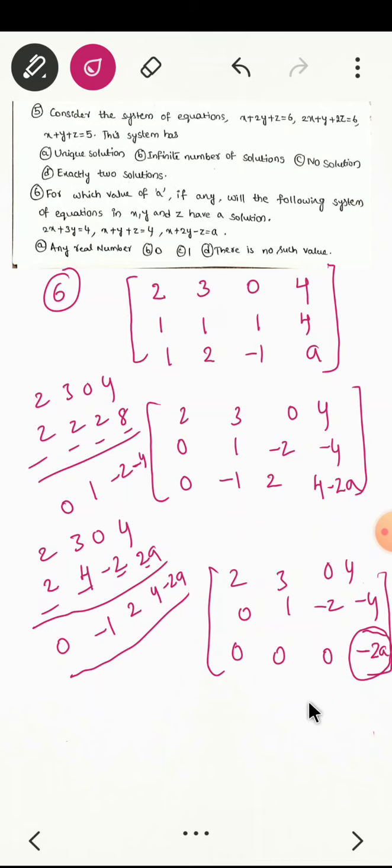So it cannot give a solution, and that is why they have asked for a solution. It will have a solution only if minus 2a becomes 0. Why? Because rank of A will become 2 and rank of AB will also become 2, then only will it have a solution. So minus 2a should be equal to 0, then a will become 0. So option B will be correct for this question.